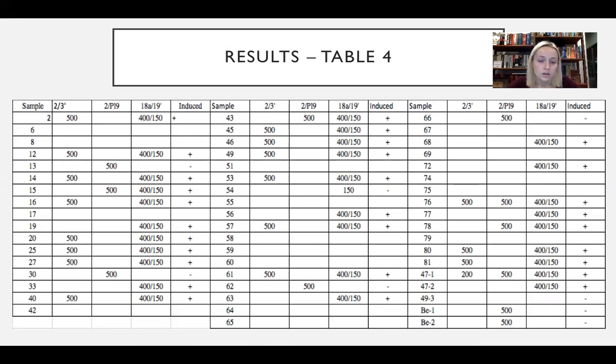So you can see also in some of the samples that there is 2PL9, 2, 3 prime, or 18A, 19 prime. Basically, what 2, 3 prime and 18A, 19 prime tell you is that there was an insertion. And sometimes there's only one or the other. That means that it's only started to be inserted on either the left-hand flanking region, which is 2, 3 prime, or the right-hand flanking region, which is 18A and 19 prime.